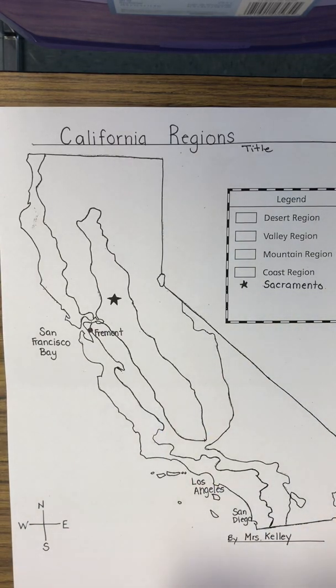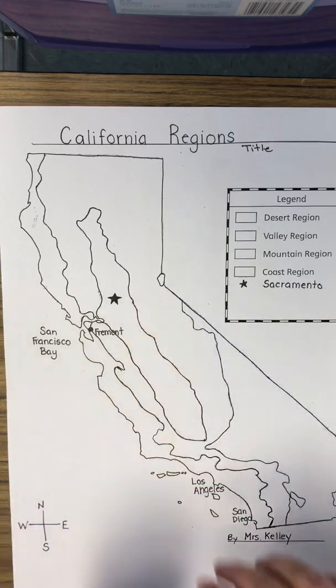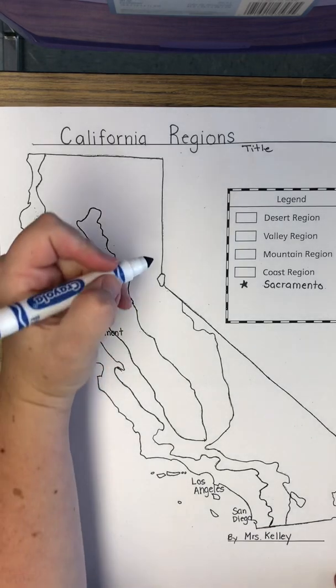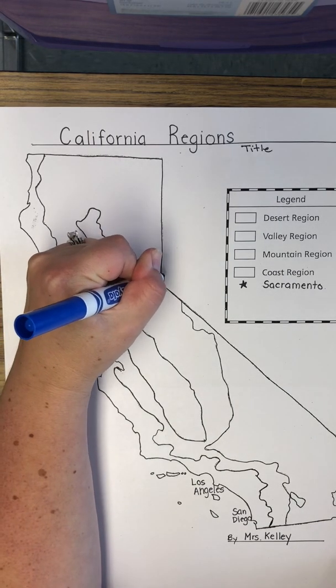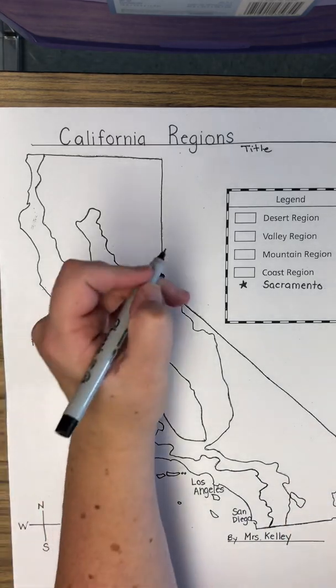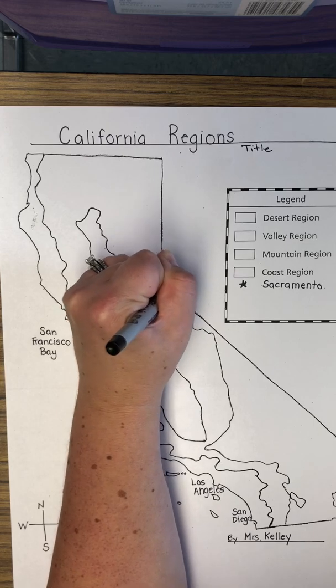Okay. The first thing I'm going to fill in actually is a pretty important lake that we have, and I bet some of you have even been there, and this lake is actually called Lake Tahoe. So I'm going to use my blue marker, color in that little bubble there, and then take my black marker and label that Lake Tahoe.